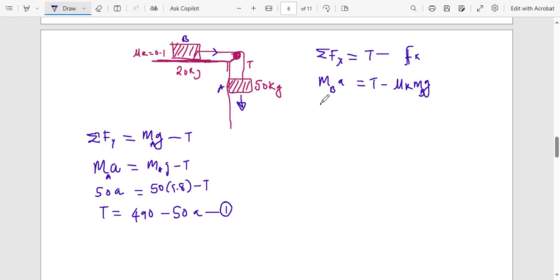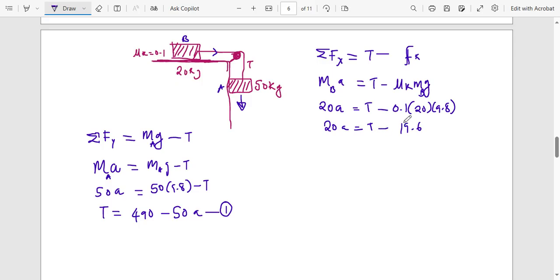The mass is 20 times acceleration. That will be equal to tension minus coefficient of friction, which is 0.1, mass is again 20, gravity 9.8. This is going to be 20A is equal to tension minus, so we are multiplying 0.1 times 20 times 9.8. That has given us 19.6.